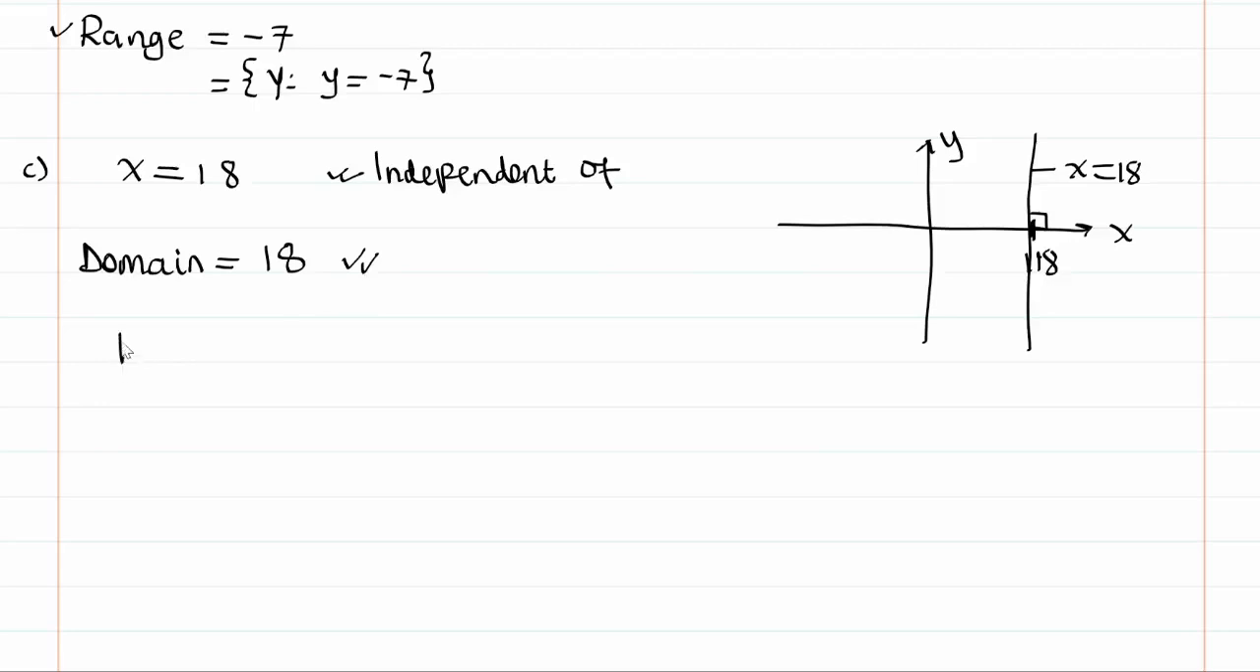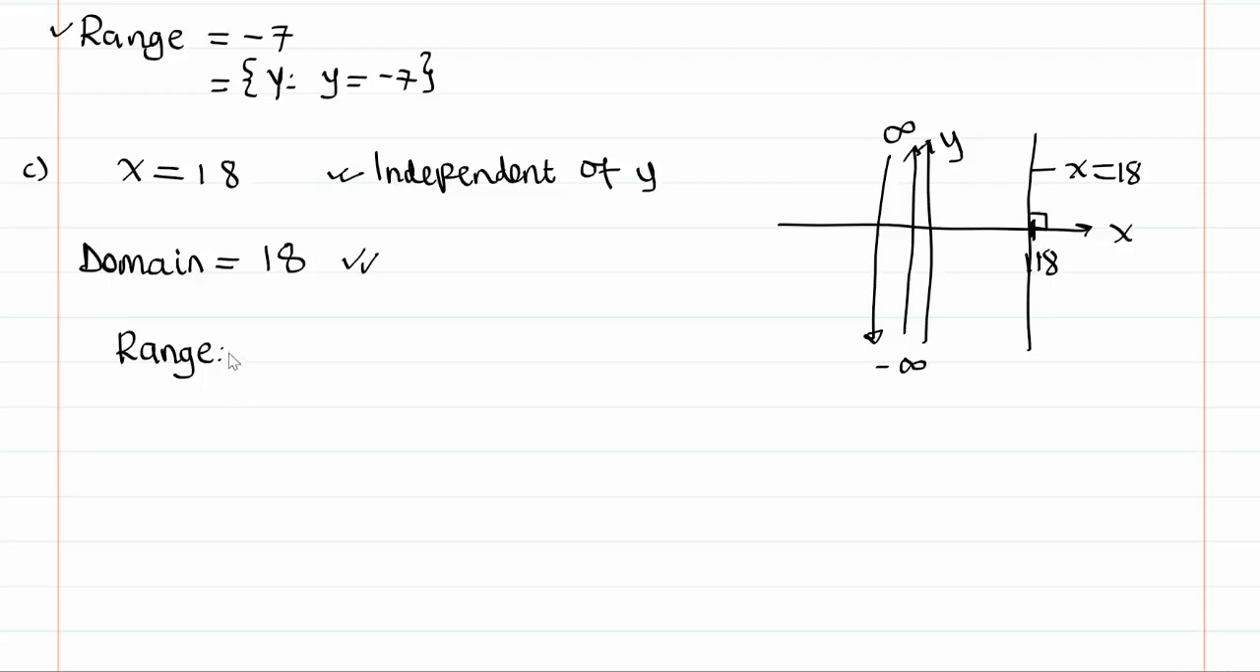Going to the range, which are the values of y. If you look at the given linear equation, x equals 18, it is parallel to the y-axis. So y values will range from negative infinity up to positive infinity, or in the opposite direction. This implies that whatever the value of y is, the value of x will always be 18. It is independent of y here. Please, I've just noticed I didn't write y.